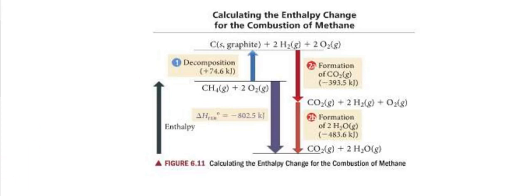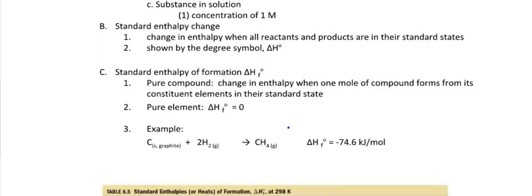Here, let me show you this. Let's go back a couple pages. So here we go. Does this look familiar to you? Here we have carbon plus hydrogen making methane at a negative 74.6 kilojoules per mole. Well, look at the opposite: methane becoming carbon plus hydrogen, and that's a positive 74.6.